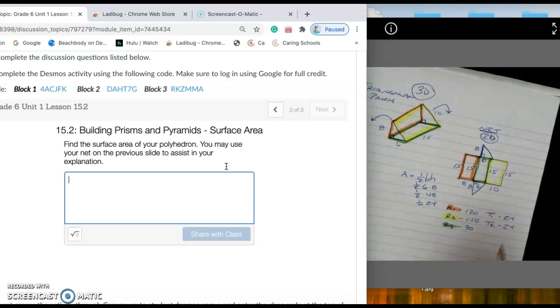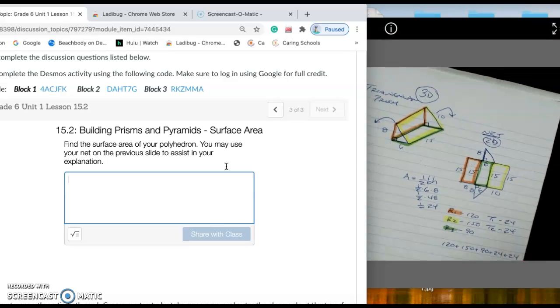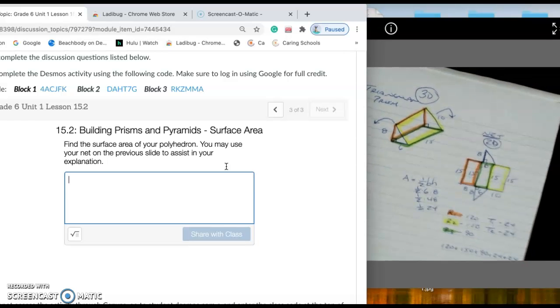I'm going to take all 5 of my objects, the rectangle, the rectangle, the rectangle, the triangle, the triangle, and add those products up. So 120 plus 150 plus 90 plus 24 plus 24. And I'm old, so I'm going to cheat here and jump on my calculator. And again, you guys, you're in 6th grade. You should know how to add at this point.